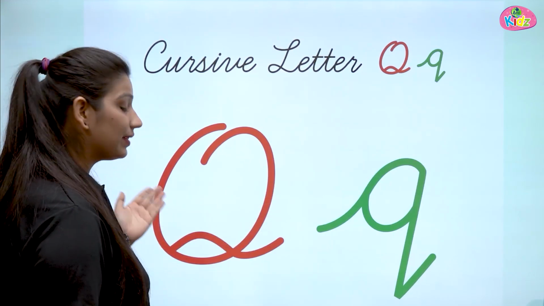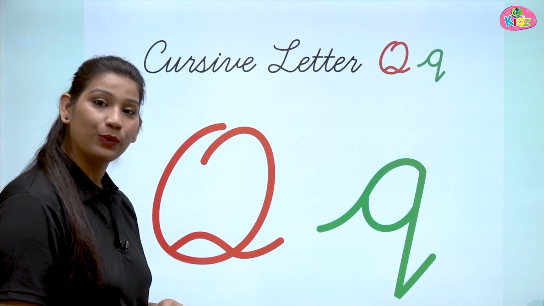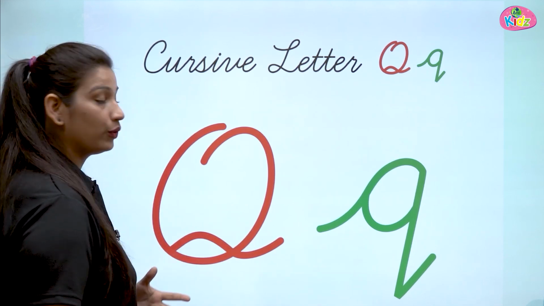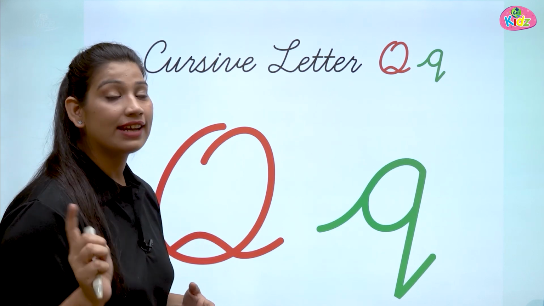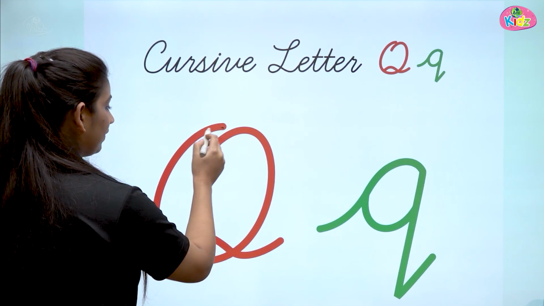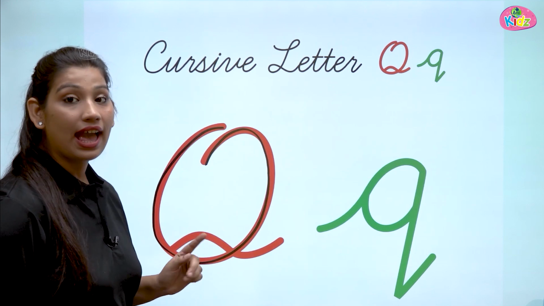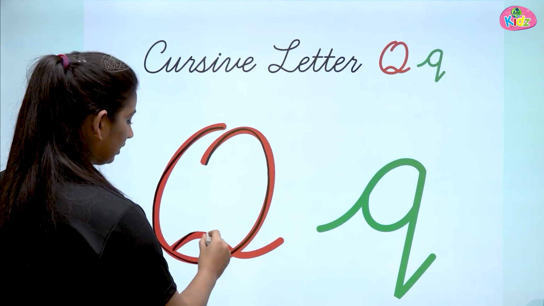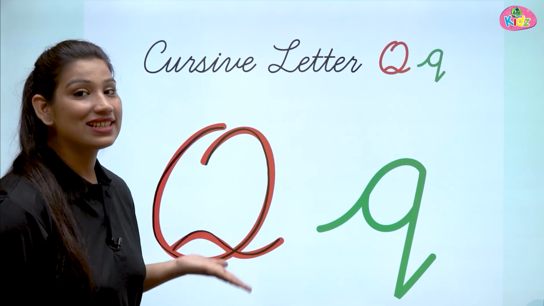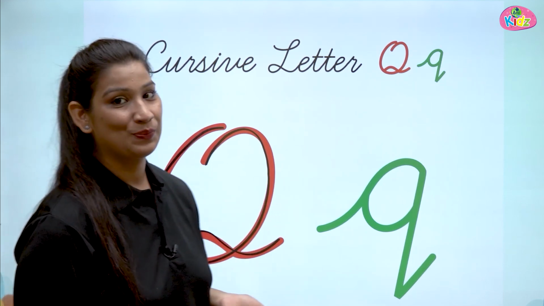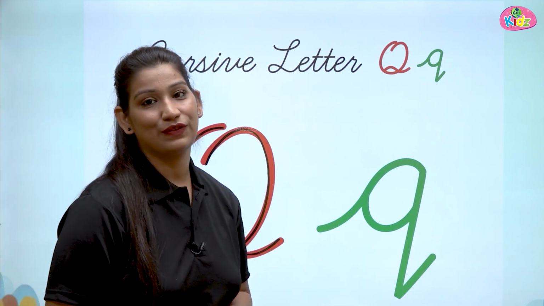This is capital cursive Q. This is small cursive Q. For capital cursive Q, you have to first make a round like you made for letter O. Yes, first make a round without touching it. And now at the bottom, make a curve line like this, downwards, upwards. This is capital cursive Q.